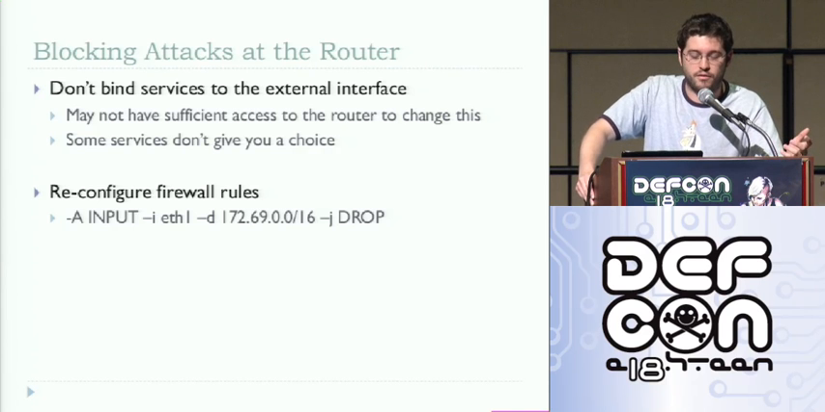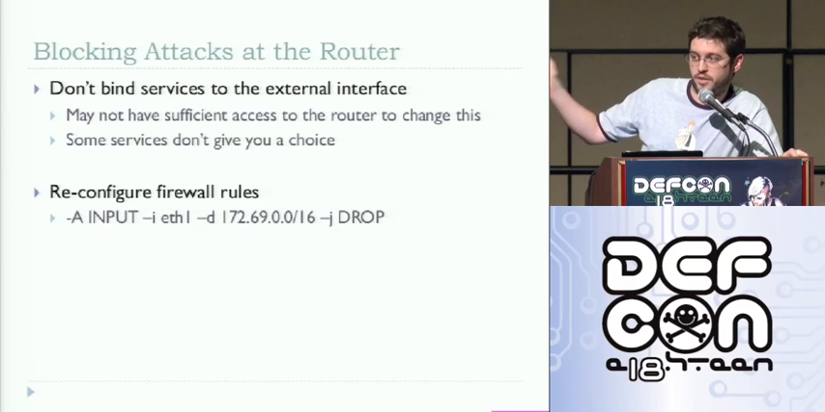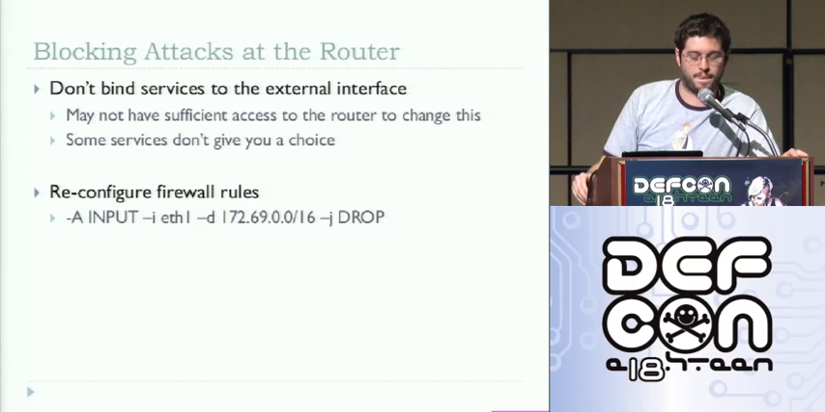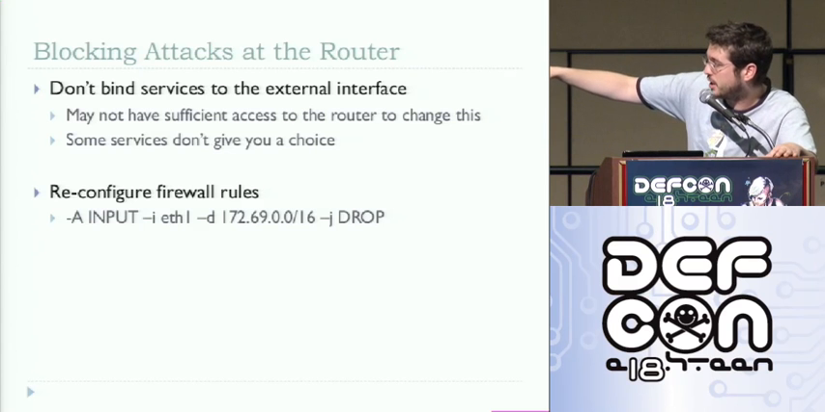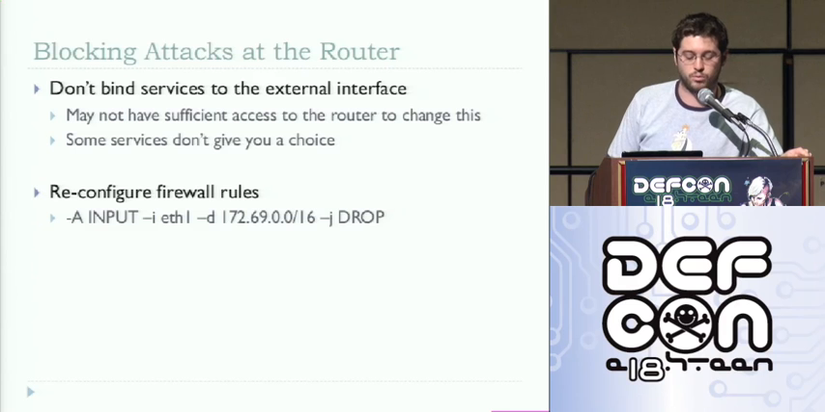You can also reconfigure your firewall rules. Basically, anything coming from your internal interface that's going to your public IP, drop it. Now you notice I used the /16, because as soon as your public IP changes, you'll have to update that rule. So figure out the net block that your ISP uses to hand out DHCP addresses, and just put that whole net block in, and then you don't have to update the rule anymore.